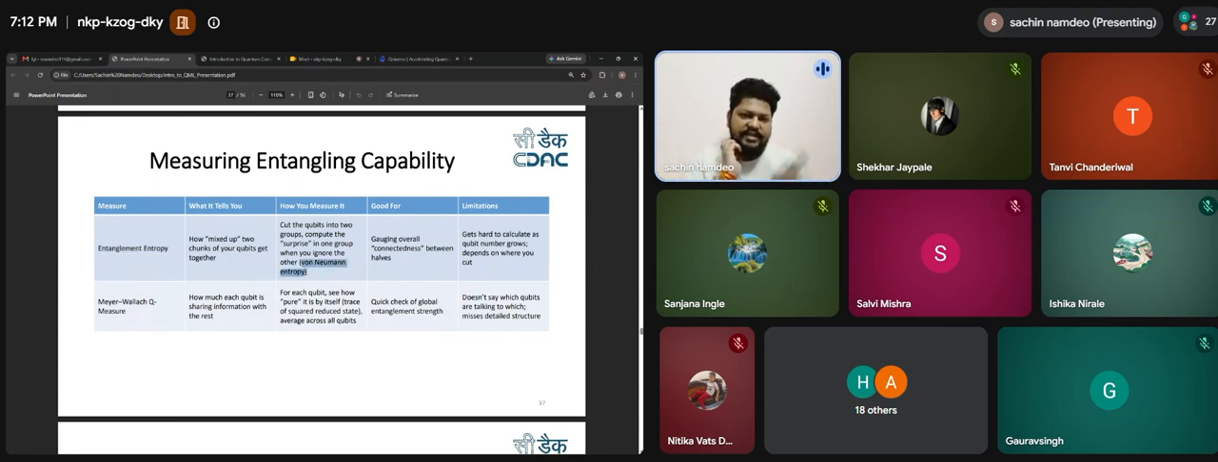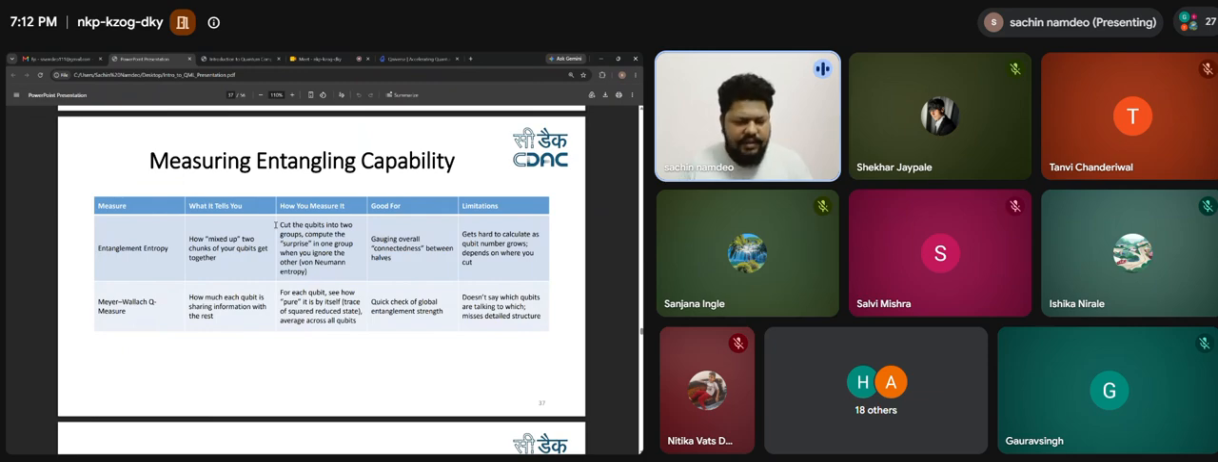Now I would compute the von Neumann entropy on the k part via the partial trace method. It is a mathematical method which helps you find the von Neumann entropy, and with that von Neumann entropy you would be able to find out if these two halves are entangled or not, or connected or not.